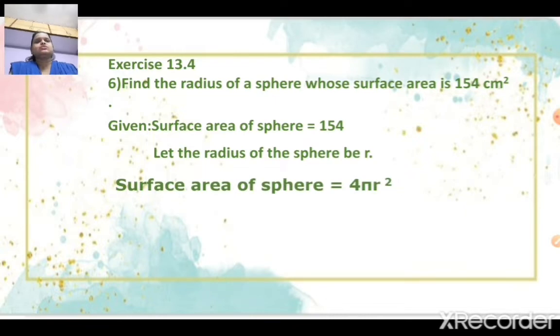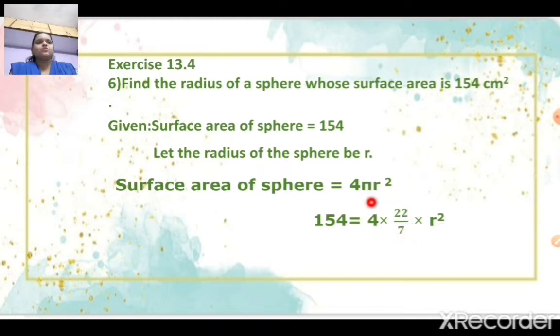Then start with the solution. Surface area of the sphere equal to 4 pi r square. Always remember how to solve the sum. First we will write given, then formula, substitution, find the answer, and final answer in words. Okay, so 4 pi r square is a formula. Now substitute the values. The surface area is given, correct? So surface area is 154. So we'll write it as 154 equal to 4 into pi value is 22 by 7 into r square.